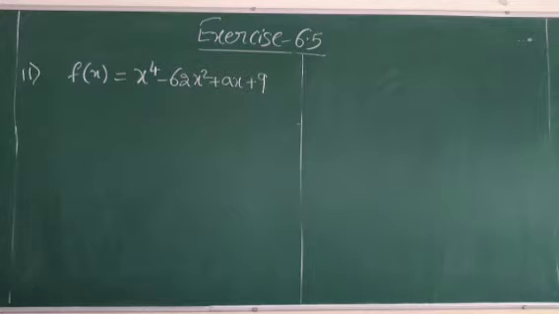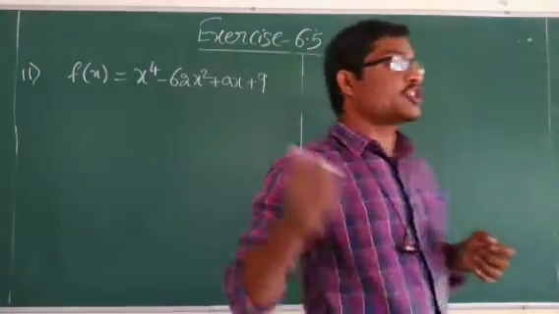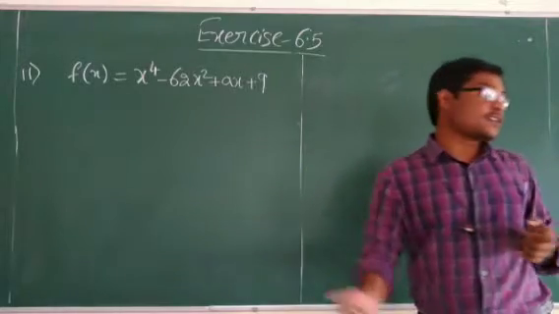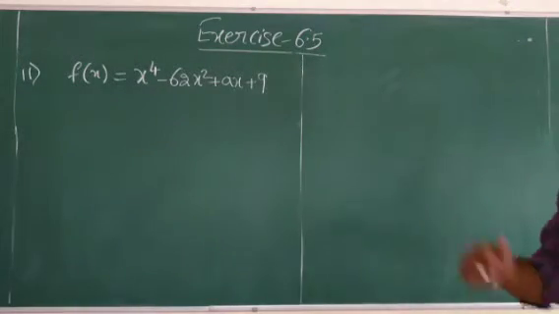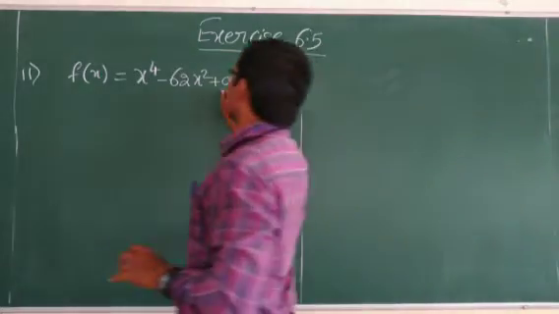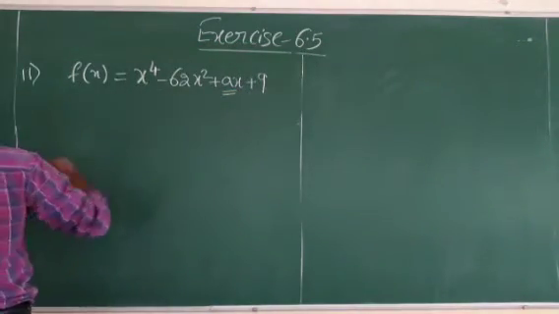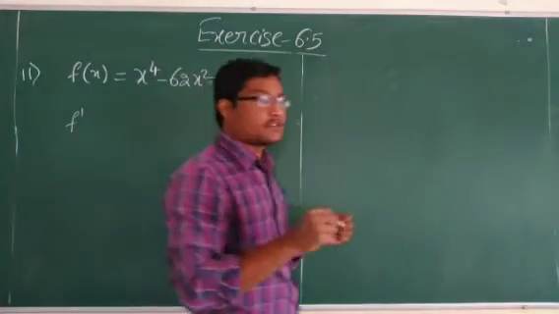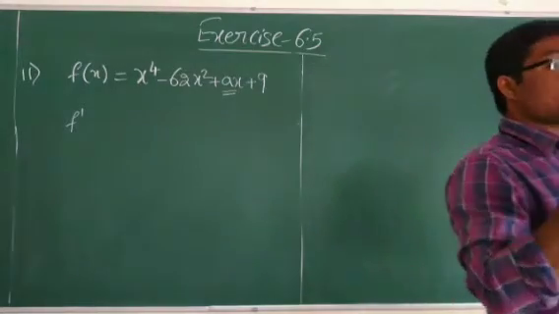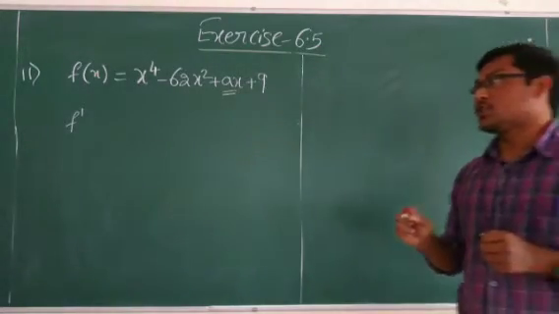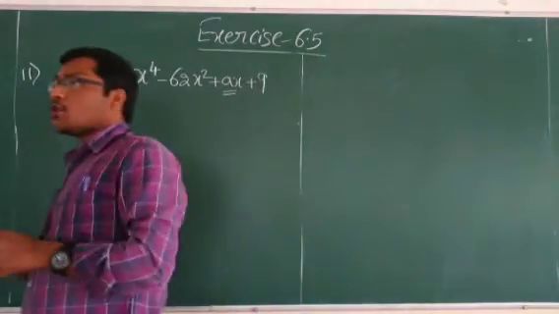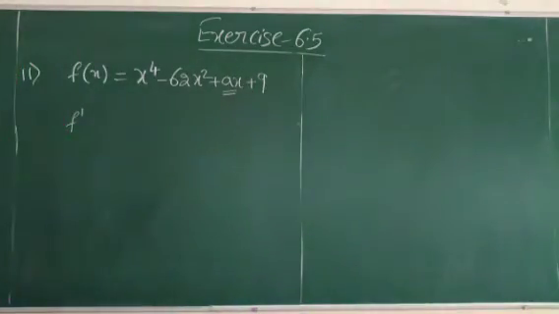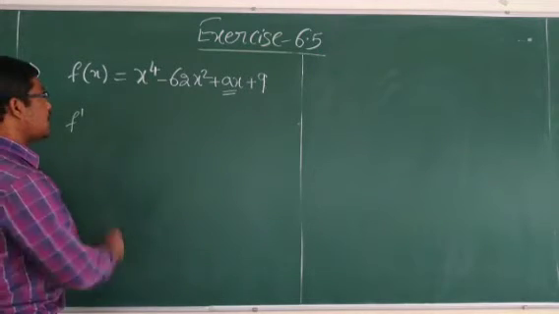Okay, next question is f of x equal to x power 4 minus 62x square plus ax plus 9. It is already given that the given function will be maximum at x equal to 1. If the given function is maximum at x equal to 1, then we need to find the value of a. The method is same. If at x equal to 1 you get the maximum, that means 1 will become the critical point for the function. At point x equal to 1, you get the maximum value. That means 1 is the critical point for the given function.